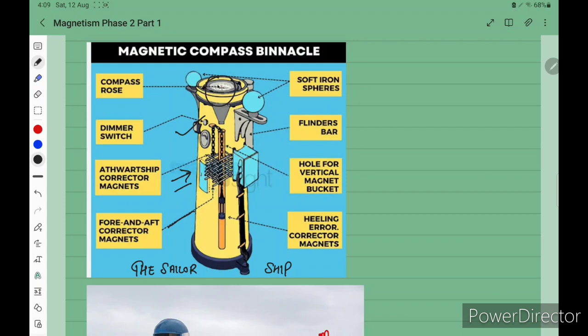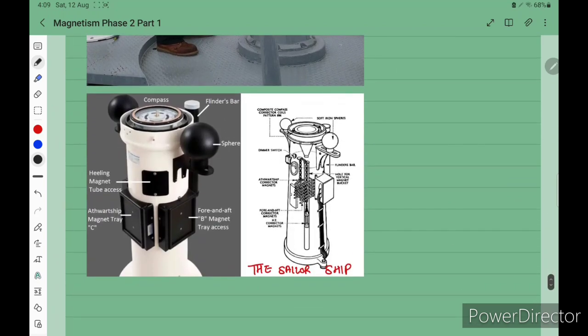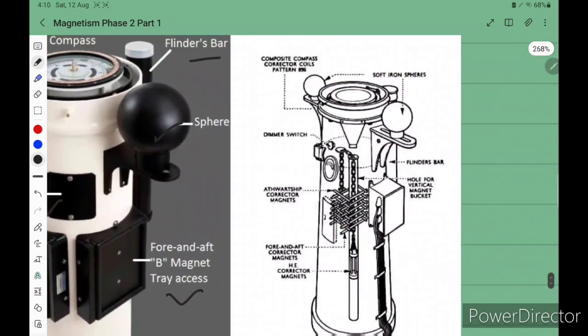We'll discuss heeling error later. The heeling error vertical magnet bucket, cylinder bars, which are located in the forward direction as you see, and the soft iron spheres. We are all going to use these in the coefficients when we are correcting. If you see this, this is the soft iron sphere, these are the cylinder bars, and this is your magnetic compass. Same here: spheres, heeling magnet tube access, athwartship magnet tray, fore and aft magnet tray, cylinder bars. We are going to use all of this for correction.